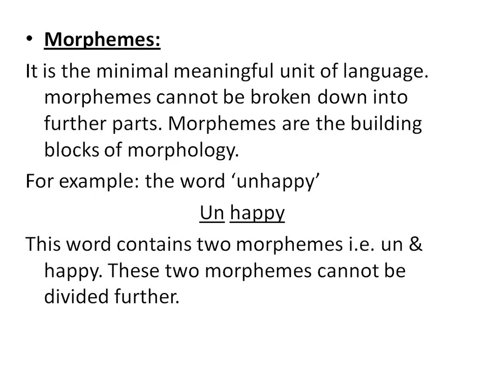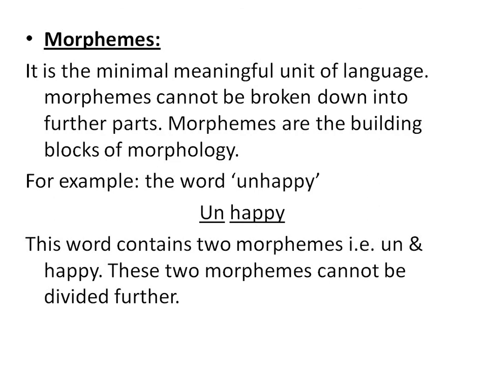But un and happy cannot be divided further. We have divided unhappy, but un itself cannot be further divided. It's a complete morpheme that carries a meaning, and happy is another morpheme. It cannot be divided further, and it carries a meaning too. This word contains two morphemes, that is un and happy. These two morphemes cannot be divided further.